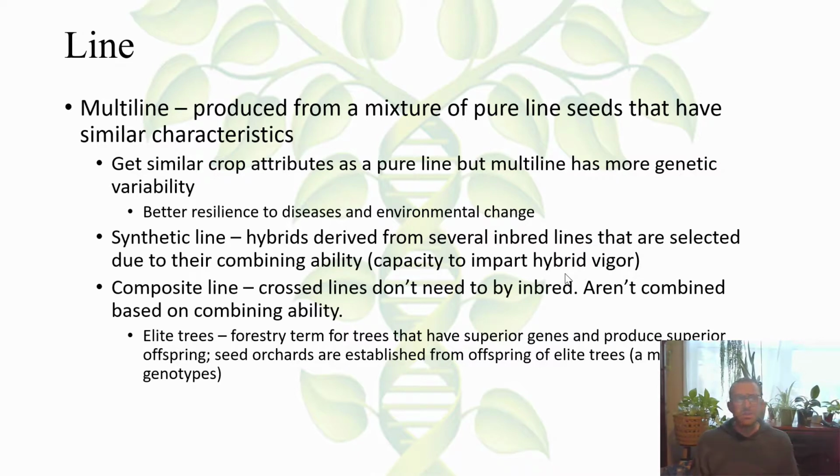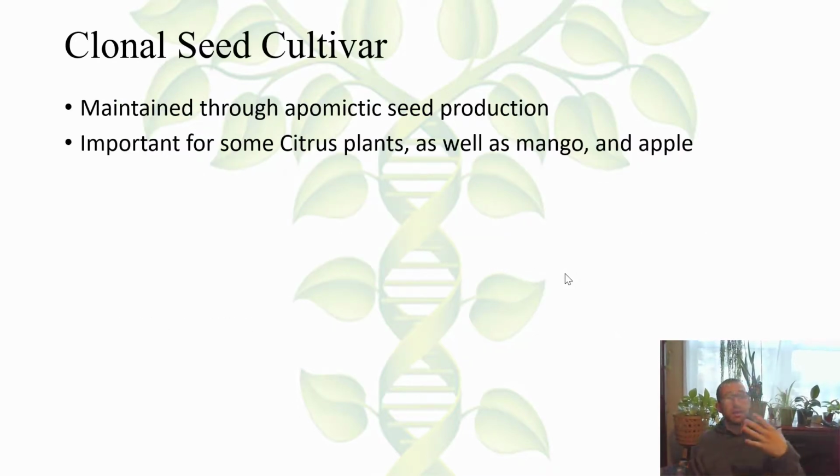And these are multi-lines, and there are different types of multi-lines. You don't need to know specifically the difference, but there can be synthetic lines and composite lines. The difference is whether they're combining inbred lines or not. Again, don't need to know. The importance is the idea behind multi-lines is to increase a little bit of genetic diversity. So those are lines, and then we also have what are referred to as clonal seed cultivars, and this is where that apomixis comes back into play.